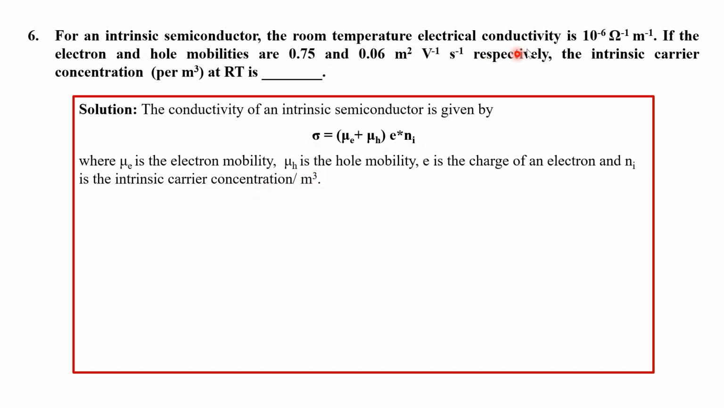If we see in this question, electrical conductivity is given as 10 power minus 6 ohm inverse meter inverse. Electron and hole mobilities are also given, 0.75 and 0.06 meter square V raised to minus 1 s raised to minus 1. Whenever solving problems, please keep in mind that you have to substitute all values in SI units itself. That is one important thing we have to keep in mind. And we have to find out the value of Ni. In this question, sigma is given to us, mu E is given, mu H is given. The e value we already know, that is the charge of an electron. And then we can find the value of Ni.